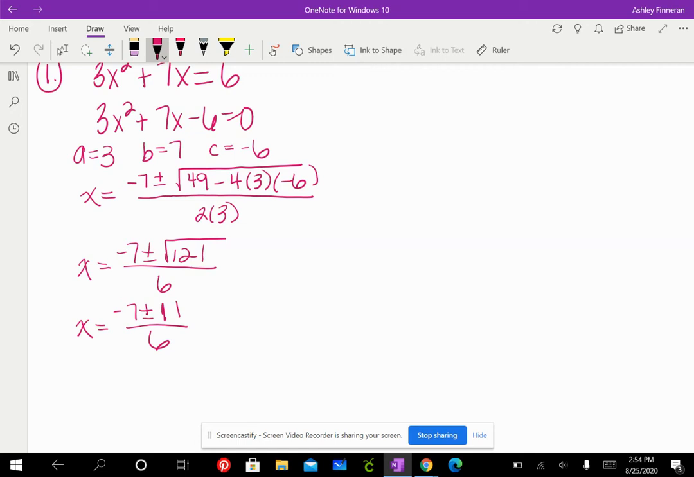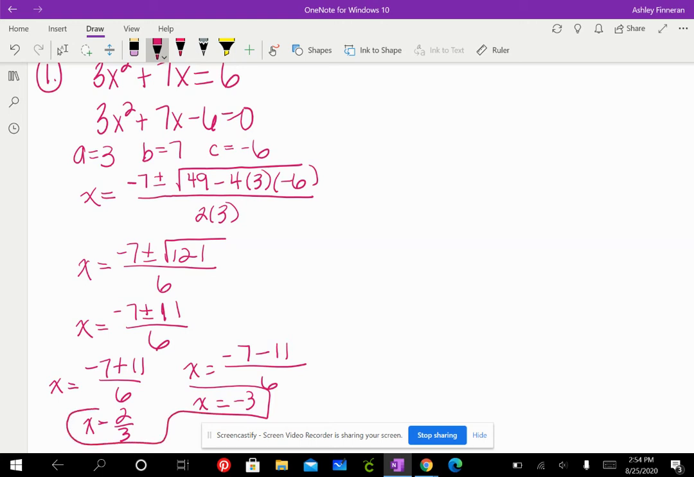So then we have our two solutions: -7 plus 11 over 6. What is that? 4 over 6, which is 2/3. And then -7 minus 11 all over 6. -18 divided by 6 is -3. So our solutions end up being 2/3 and -3.